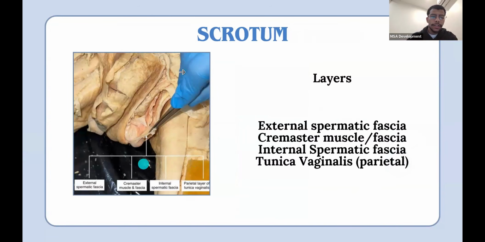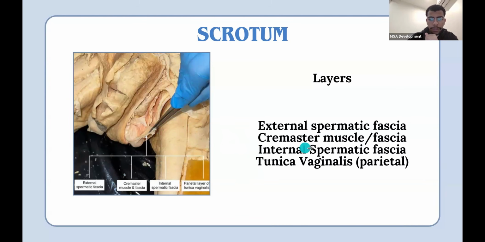Cremaster muscle is a muscle that, wait, actually, let's mention first external spermatic fascia. External spermatic fascia is just a layer of fascia. There's nothing much to it. However, cremaster muscle is like a muscle that lines the spermatic cord, right? Now, when that muscle gets activated or stimulated, there's a cremasteric reflex that takes place. And this also raises the testes towards the body. It contracts and raises the testes towards the body.